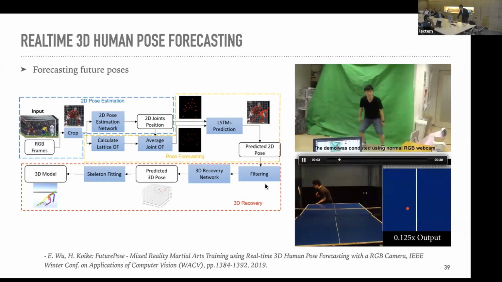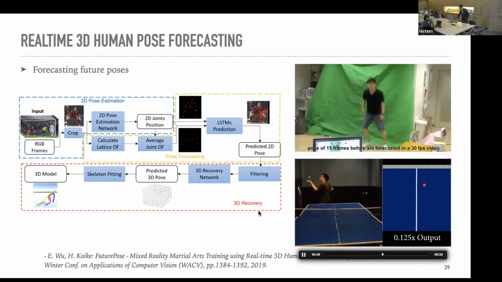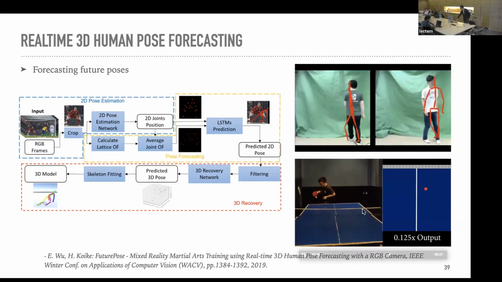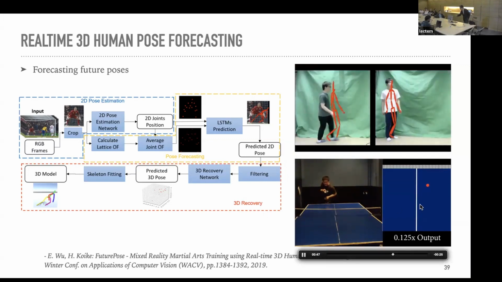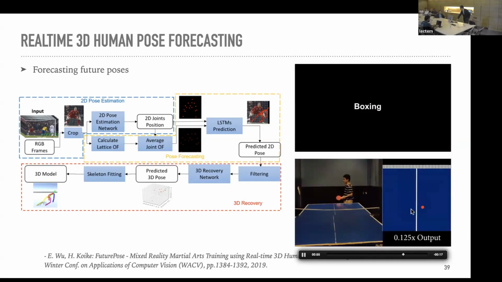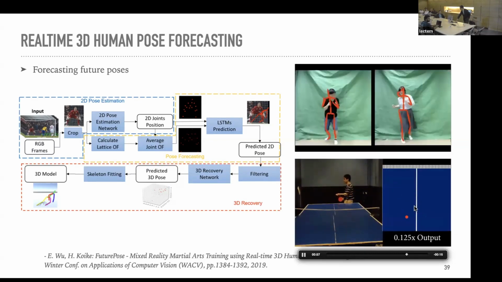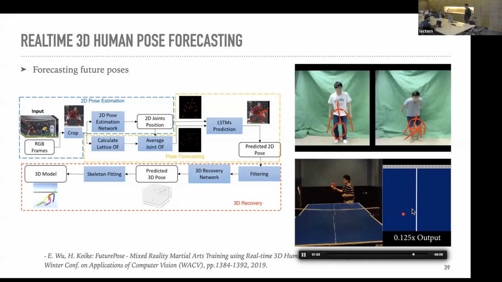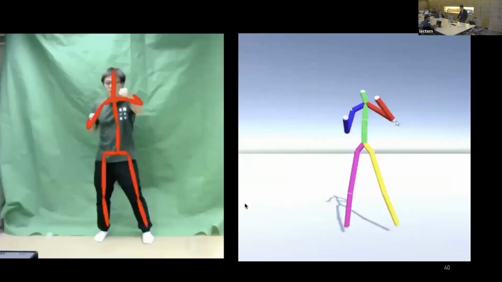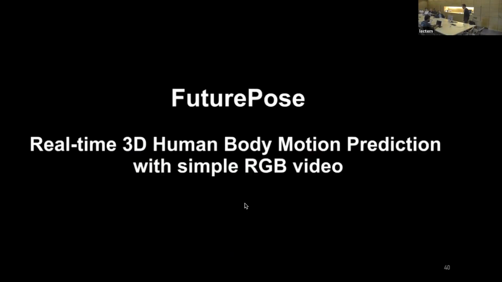And this can also be applied to forecasting the touching point of the ping pong ball, not the trajectory. This green circle shows the ground truth, and this red dot shows the estimation of the system. Oh, here is a much bigger video.